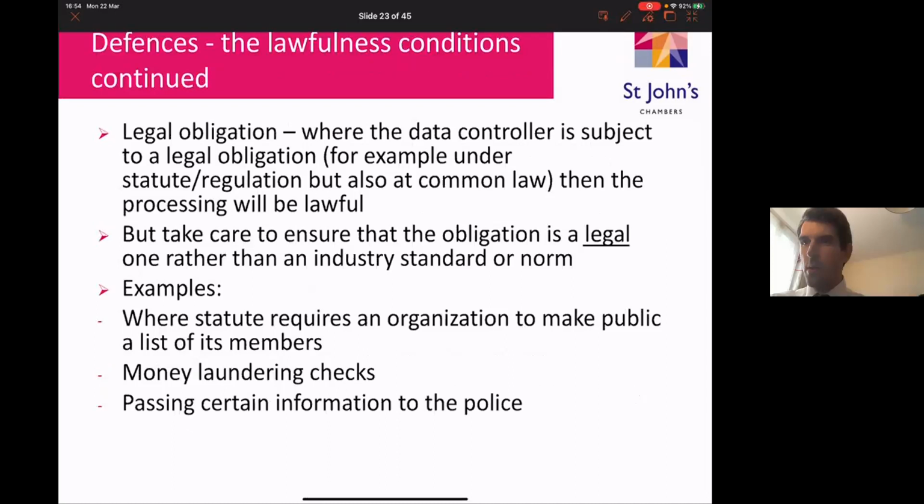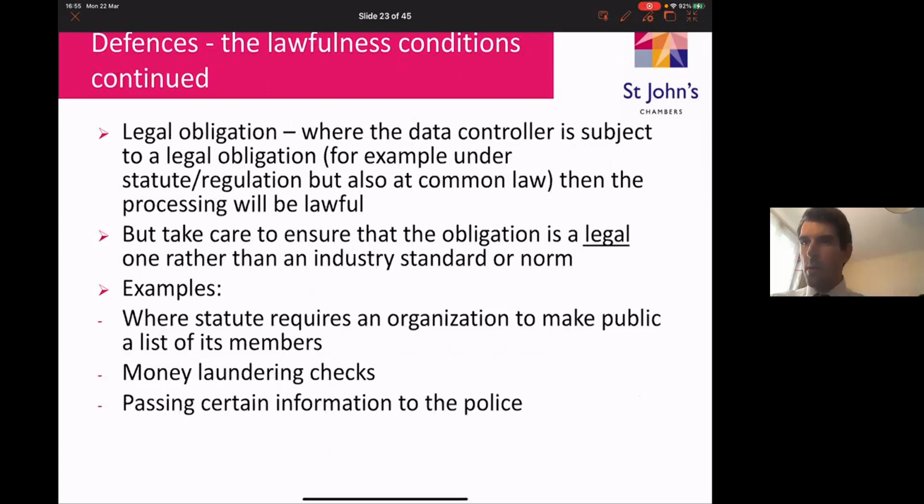If, as a controller, you've got a legal obligation to process data, and it must be, you'll see there the words in brackets, they're important. I think it has to be a legal obligation, then the processing will be lawful. But make sure that it is a legal one rather than something that other organizations are doing in your industry, or something that has been done.